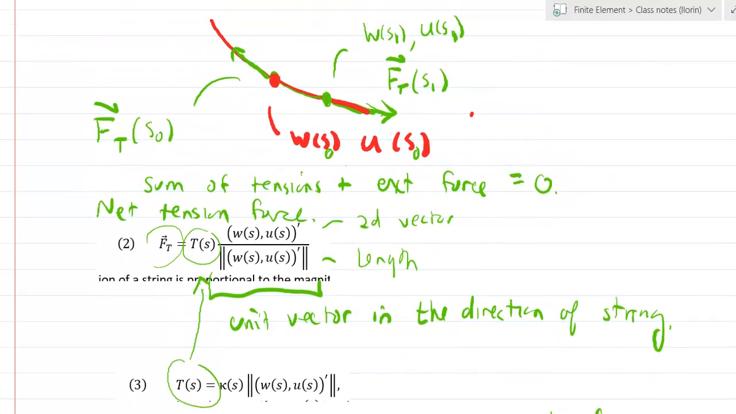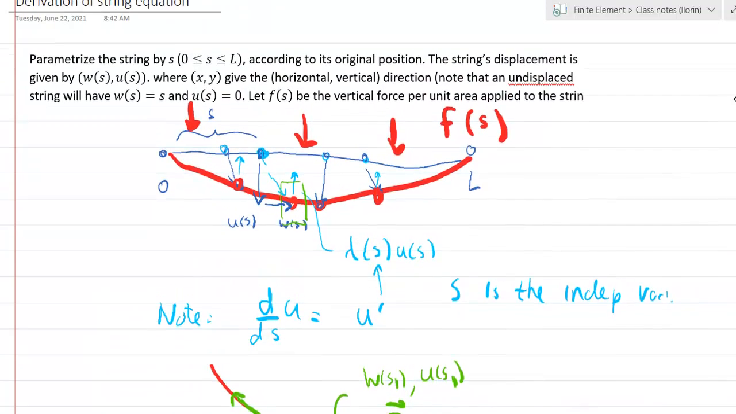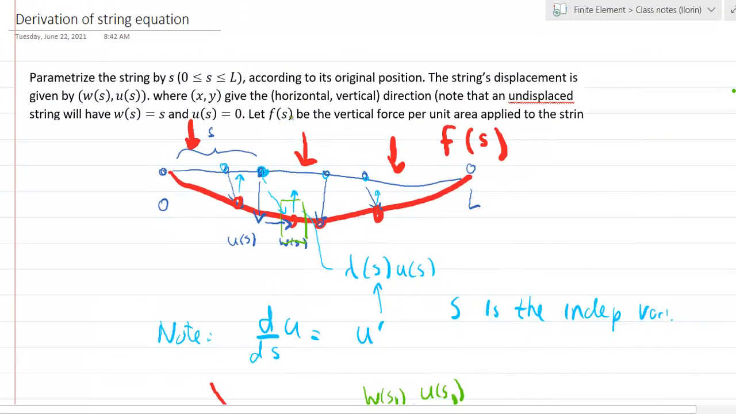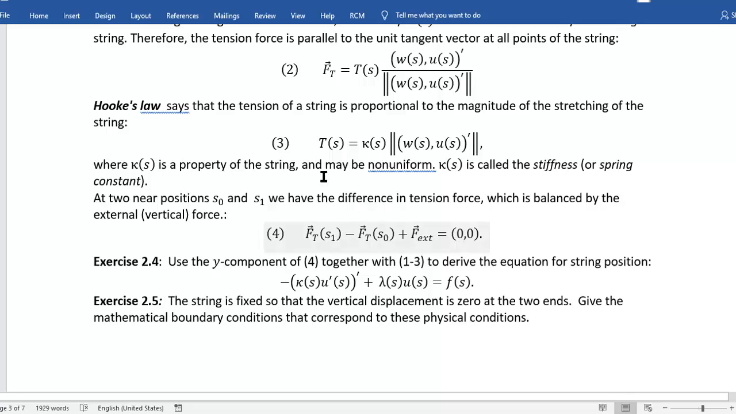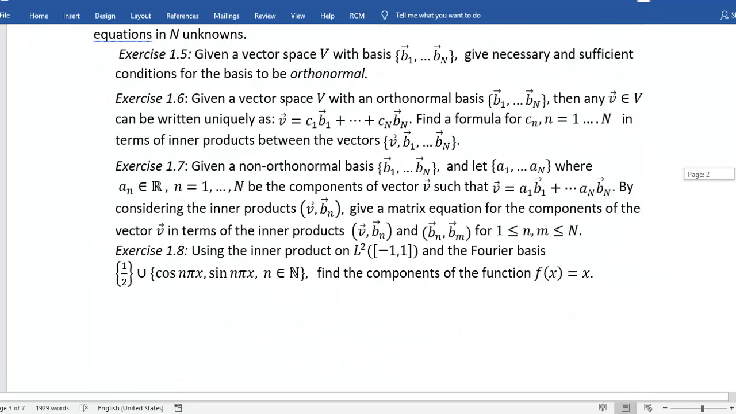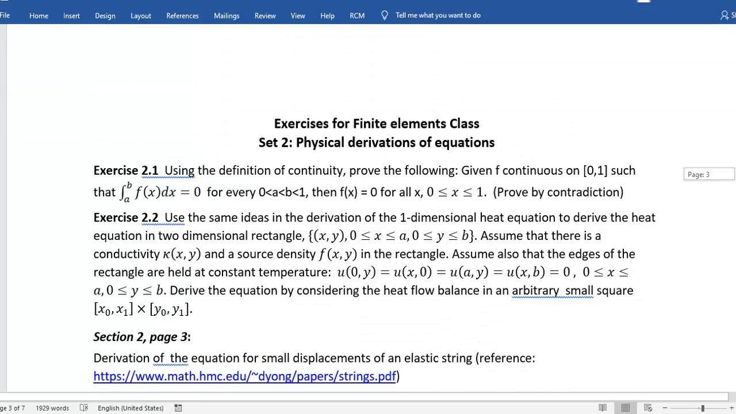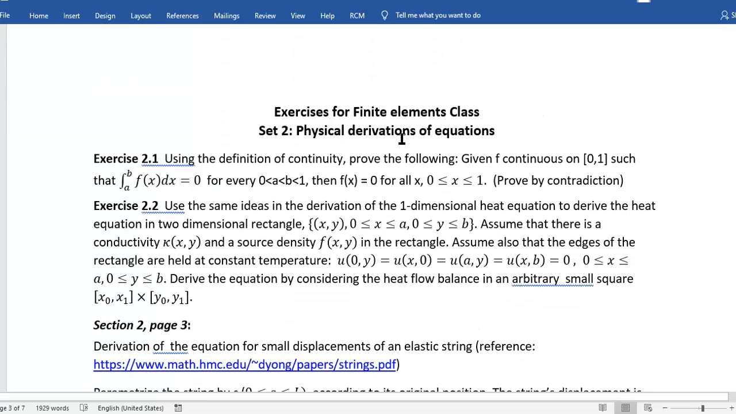I should make clear up here that this F is the vertical force per length, so that's applied force density. So similarly, the lambda times u is a restoring force density. So try to put those things together and make a derivation of the string equation. This write-up is in your homework sheet, which you can obtain from Canvas. It's on page 3. It's in set 2. All right, so hope that you can make some progress there.